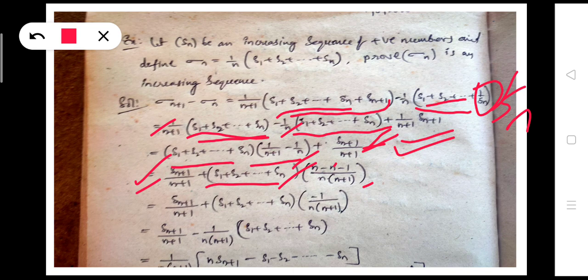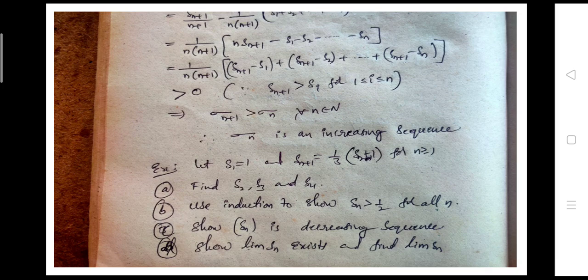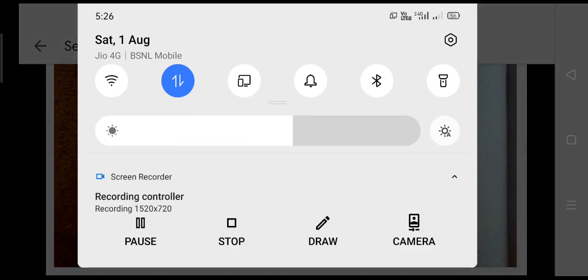So finally we write it as Sn plus 1 by n plus 1 minus 1 by n into n plus 1 into (S1 plus S2 plus ... plus Sn). Now continuing on the next slide, 1 by n into n plus 1 is taken common from all terms. In the first term no n is there, so we multiply and divide by n, making it n times n plus 1 in the denominator.